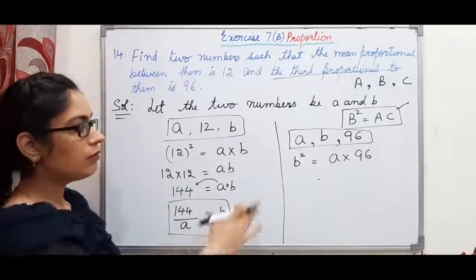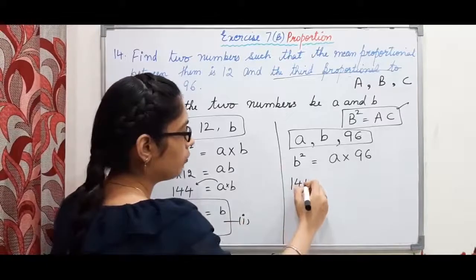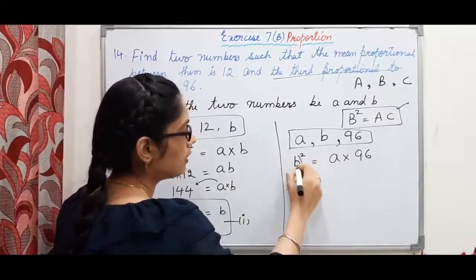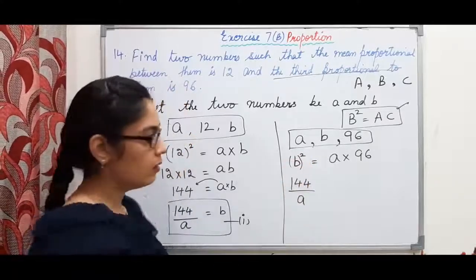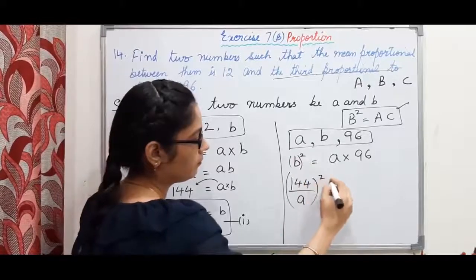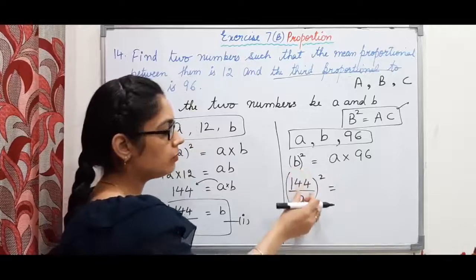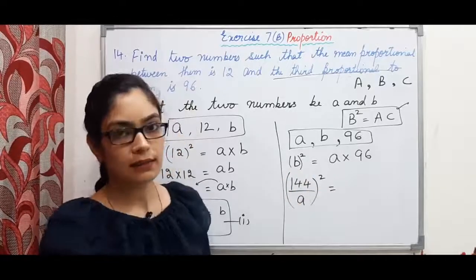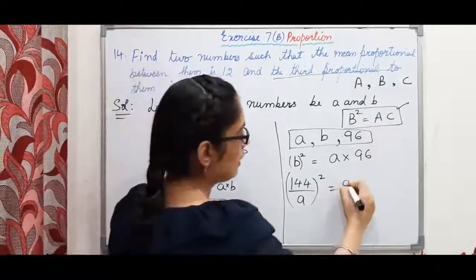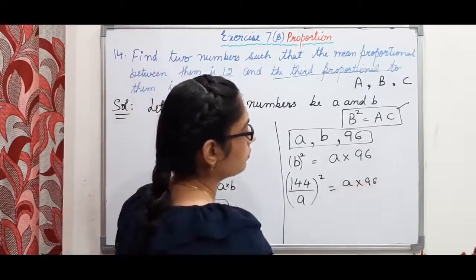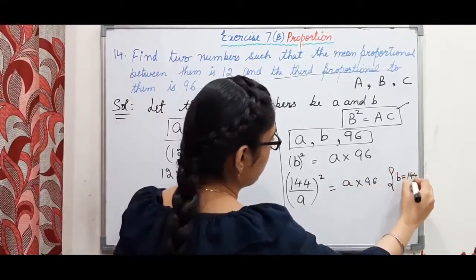This value of B we can substitute here. B is 144 by A. See, this is B whole square, so in place of B only we are writing 144 by A whole square as it is. Whenever you are substituting a value, only in place of the value just write the value; all the other things, like the square, we have to write as it is. A into 96. You can write B is equal to 144 by A.